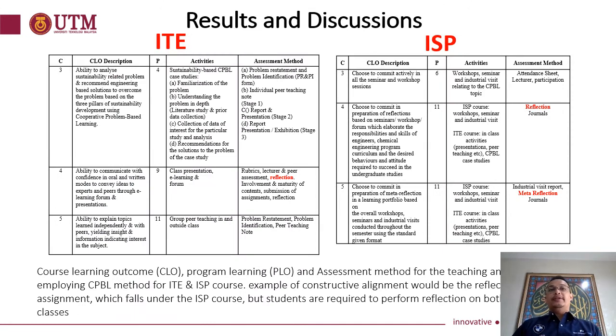The course learning outcomes, CLO, program learning outcomes, PLO, and assessment method for the teaching and learning employing the CPBL method for ITE and ISP courses are presented here. We have an example of constructive alignment, which is the reflection journal assignment. You can see on the table above, it's marked with a red color, which falls under the ISP course.